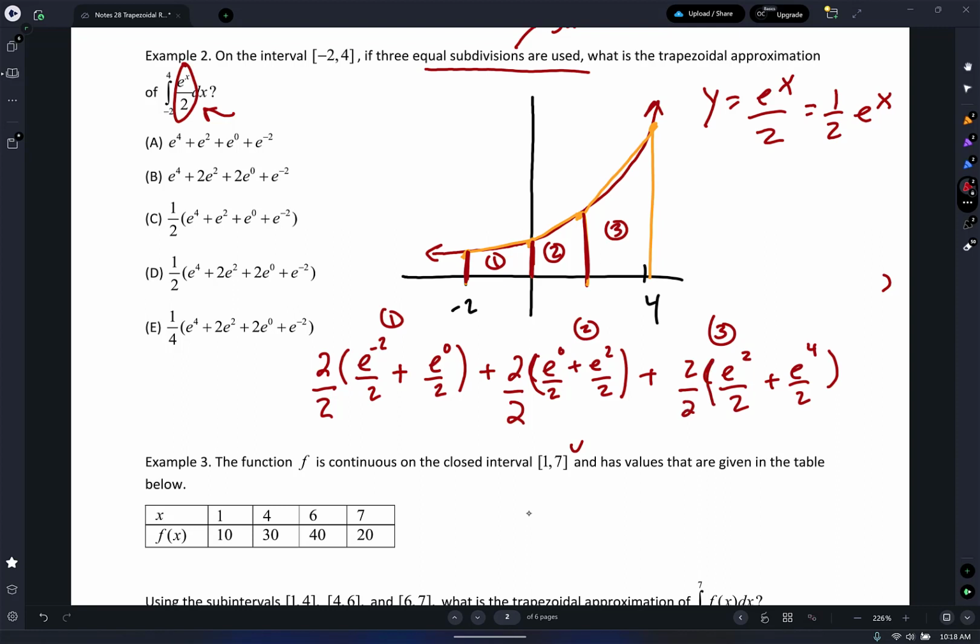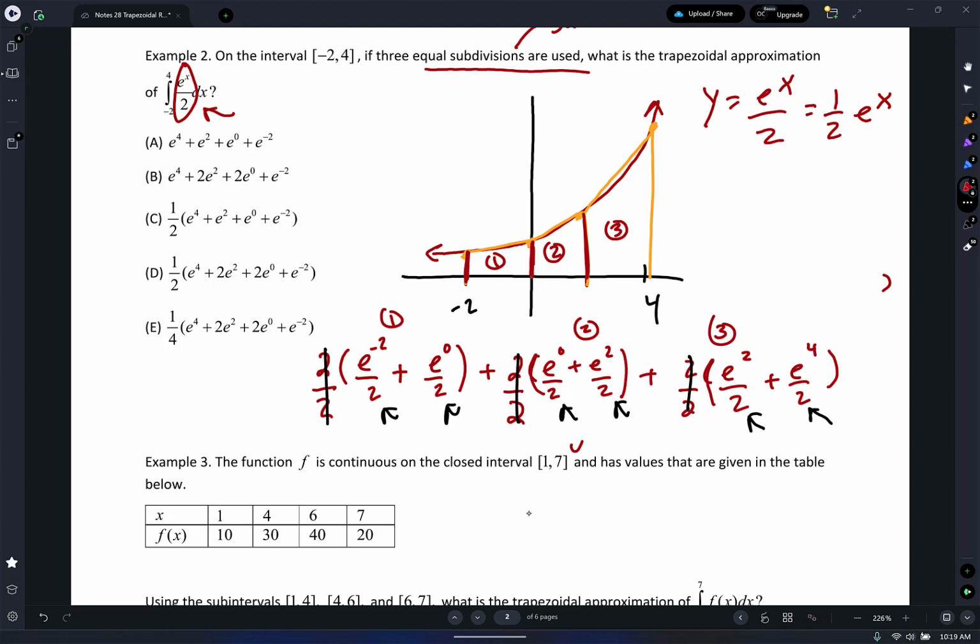Are we still okay? All right, here's what I noticed. 2 over 2 is a 1. 2 over 2 is a 1. 2 over 2 is a 1. Yes or no? What do all of these have in common? Or what can I factor out? Look, a 1/2. Do you see how all of them have a 1/2? So that's what I'm going to factor out, guys.